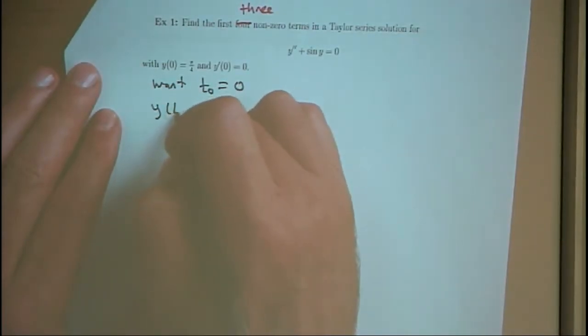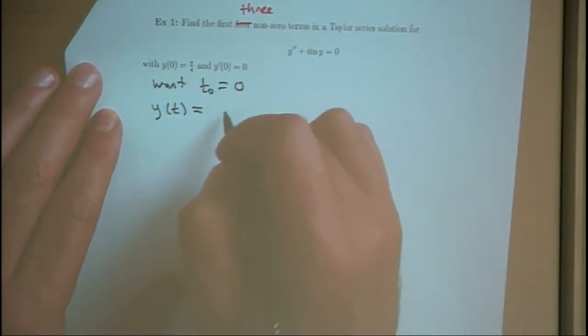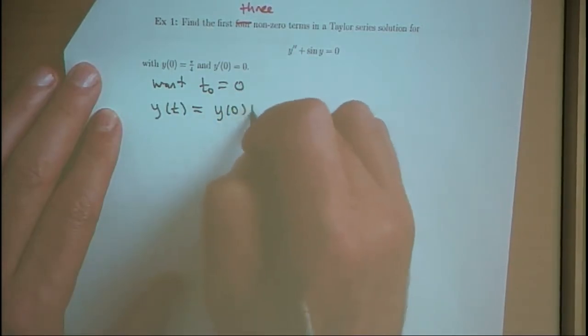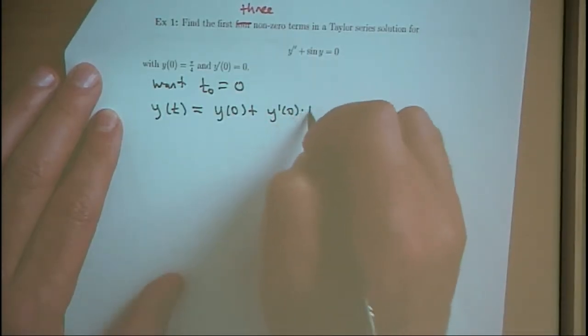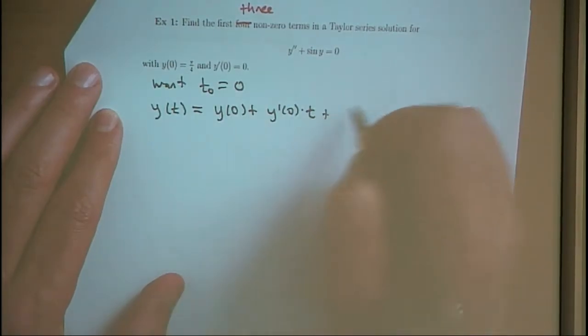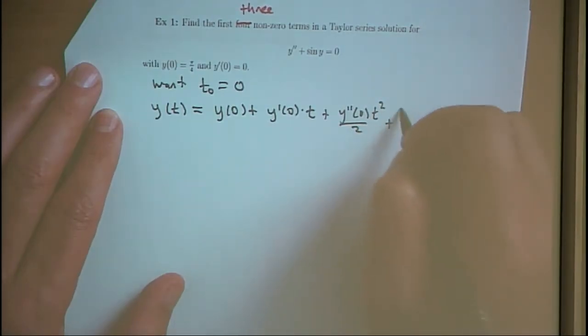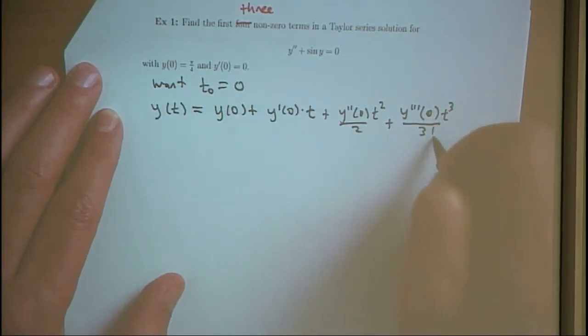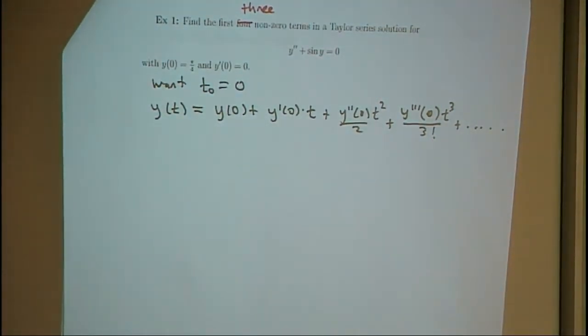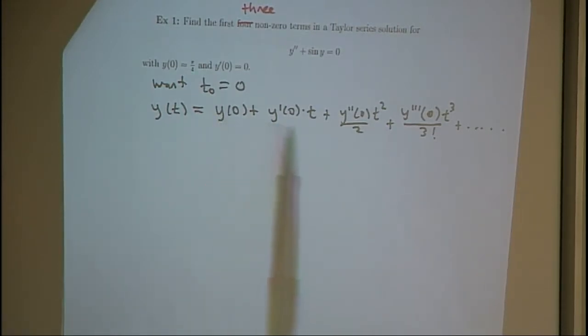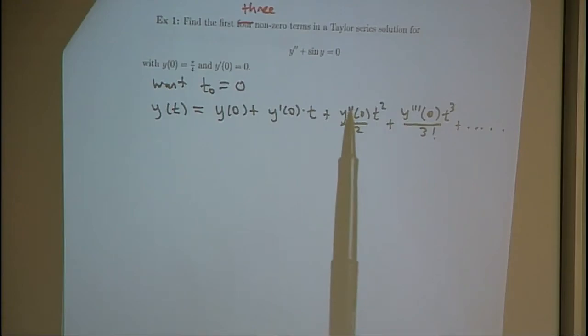And if you write out a Maclaurin series, a Taylor series that's centered at 0, it'll look like this. y(0) plus y prime of 0 times t, remember t0 is 0, plus y double prime of 0, t squared over 2, plus y triple prime at 0, t cubed over 3 factorial, and then on it goes. Our job here is to find all these derivatives. Now you can sort of see what we want to do. We want to find y of 0, y prime of 0, y double prime of 0, etc. Infinitely many of those terms.